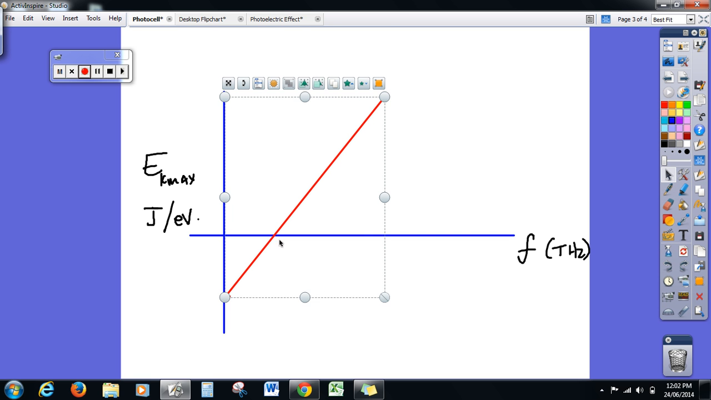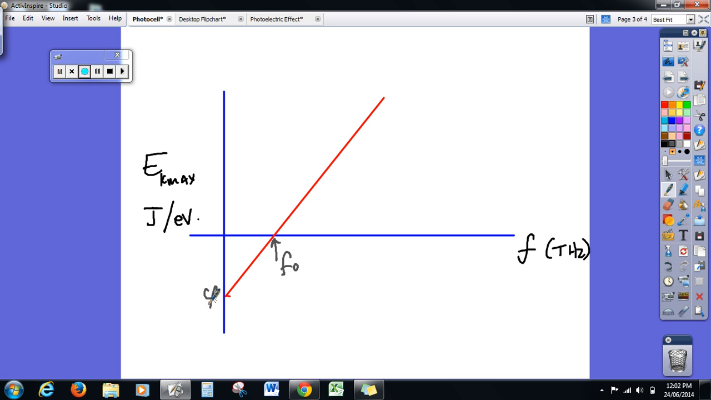At this point here, let's try that again. This point here is frequency. This is F0, the threshold frequency, and this is the work function down here. Now, work function is a value that we pay back. It's a negative value on the graph, but phi is normally quoted as a positive number. So this can be measured in joules, as I said, or electron volts.